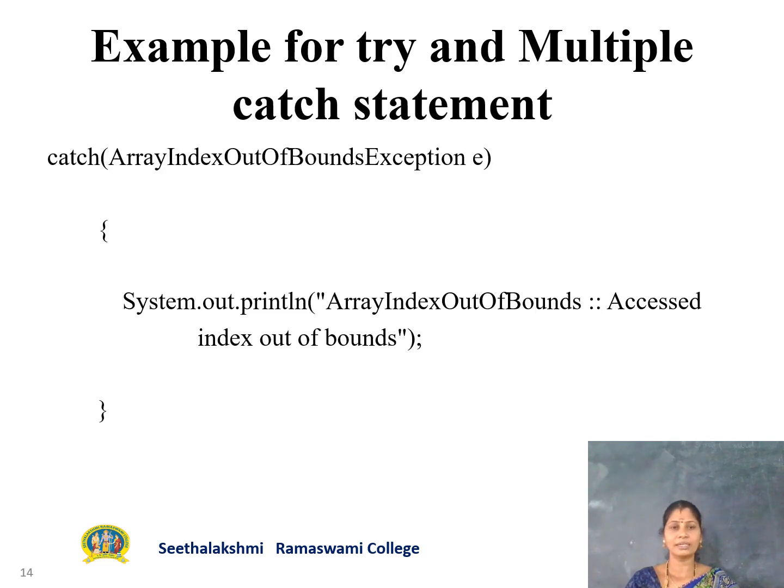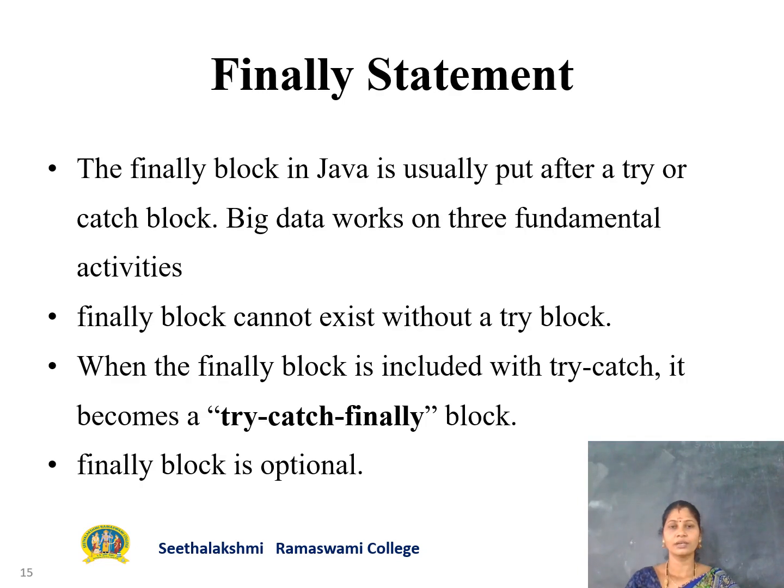Next you start your multiple catch blocks. Catch of ArithmeticException e, and print arithmetic exception, that is divide by 0. The next catch is catch of ArrayIndexOutOfBoundsException, and its corresponding exception name is e. And we want to print array index out of bounds, accessed index out of bounds.